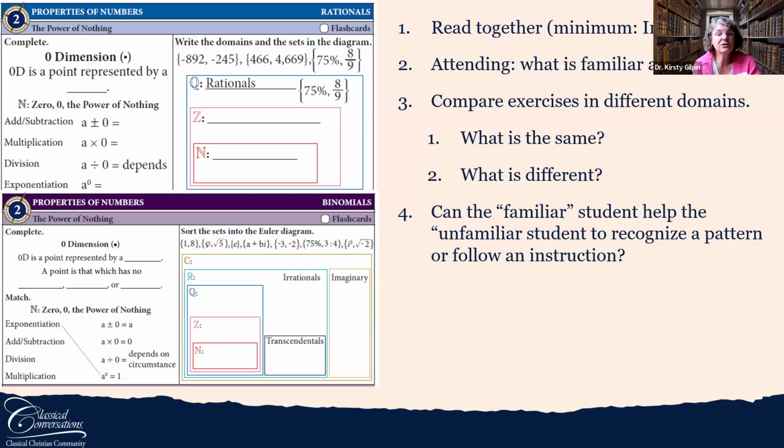Now, again, if I have multiple students at the table, something that you can do is say, compare exercises in your domains. So let's look at the Euler diagram, right? Can somebody tell me what is the same in both of those domains? They can both put it in the chat or speak up. Mhm. The Q, Z, and N? Good. Yeah.